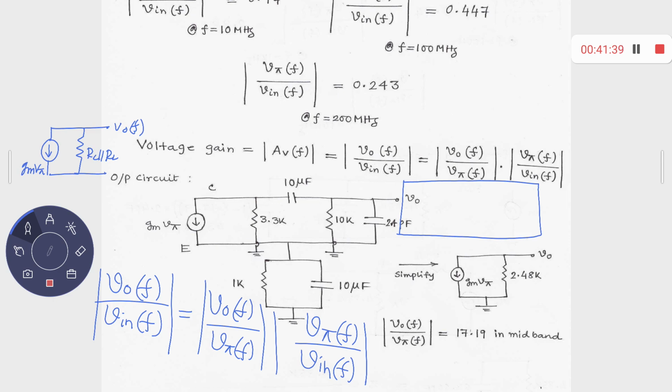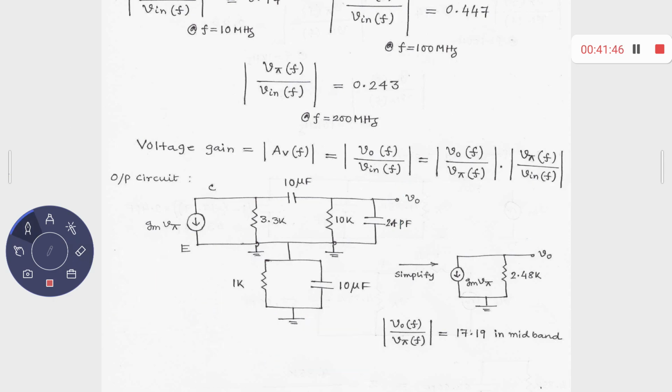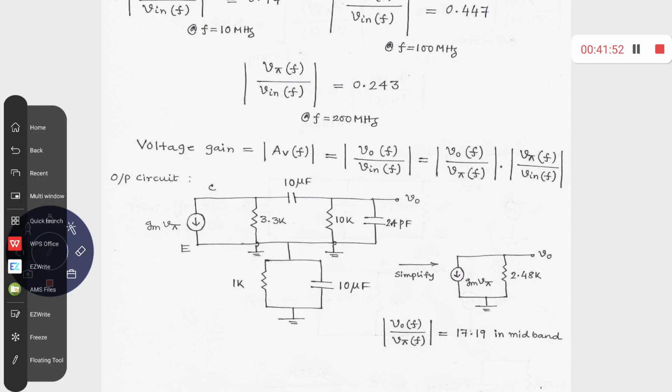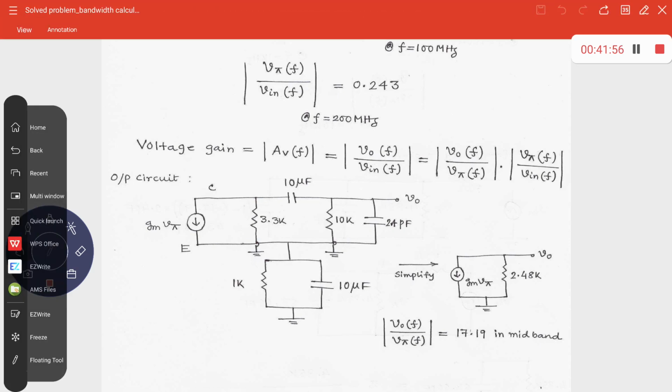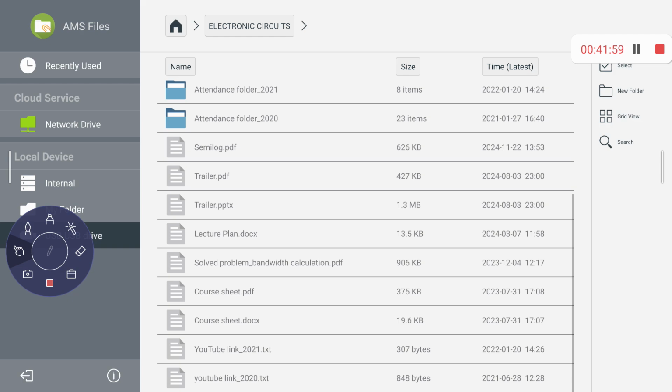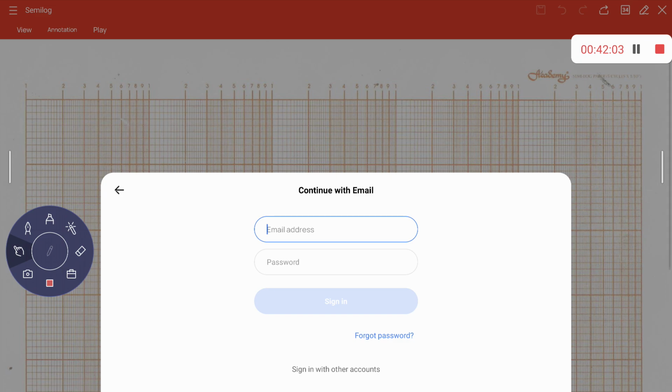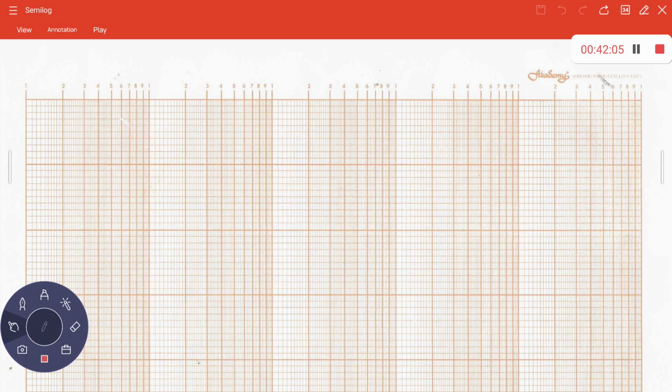Anyway, this calculation part is over. Now we will move to the next part. Now we move to this graph.